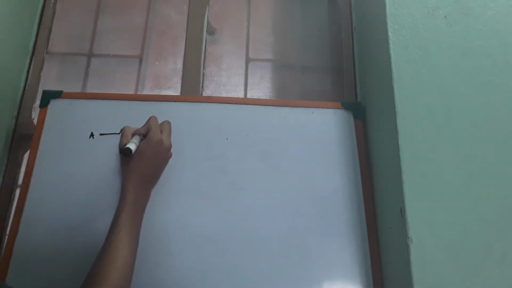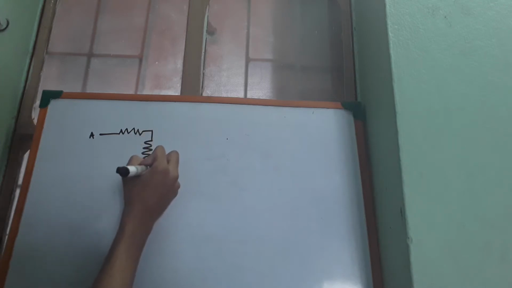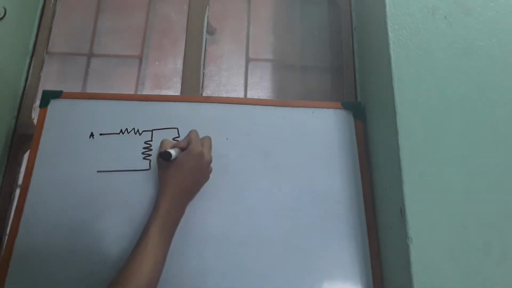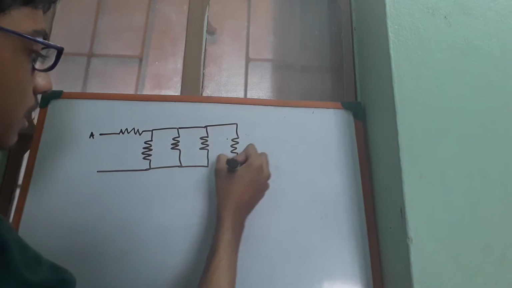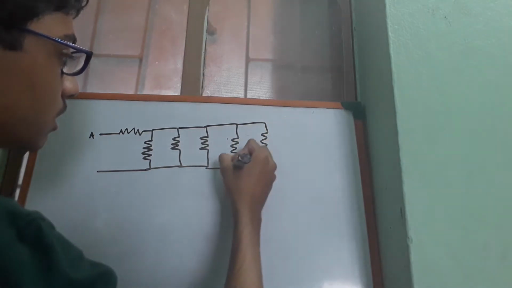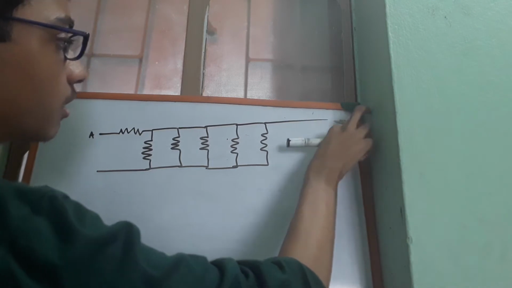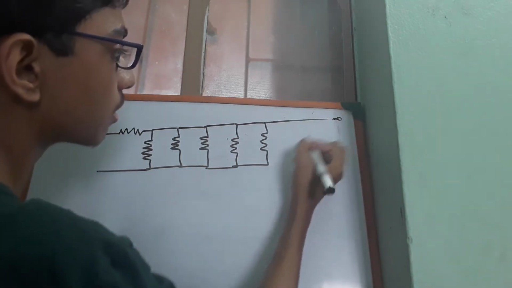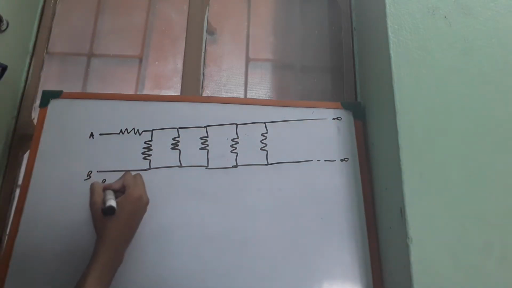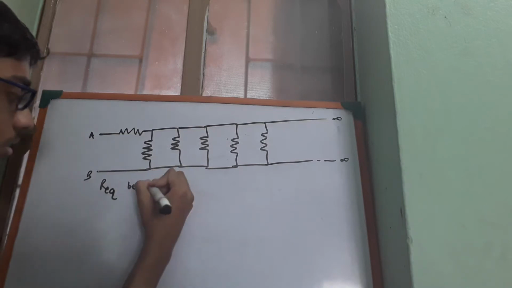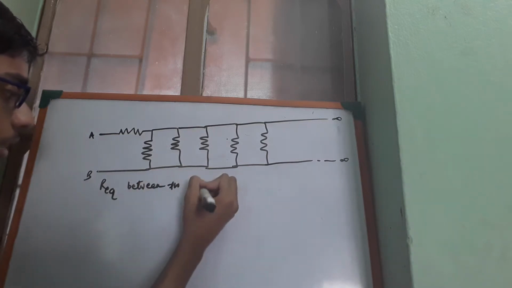For instance, if somebody is asking you to solve this, let this be point A. These are all the connecting wires. So here we have a resistance, then here we have a resistance, then here we have a resistance, then here we have a resistance, then here we have a resistance, then here we have a resistance, and then this is going on infinitely. And this point is B. So what is the equivalent resistance between the points A and B?